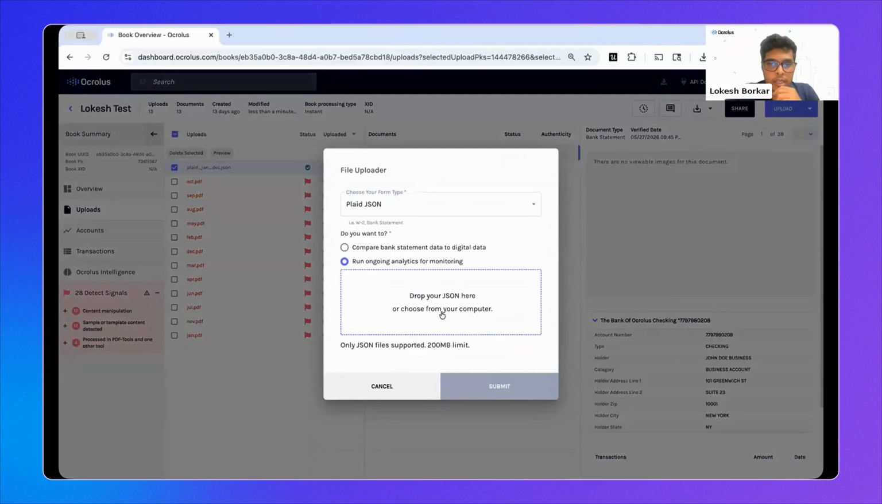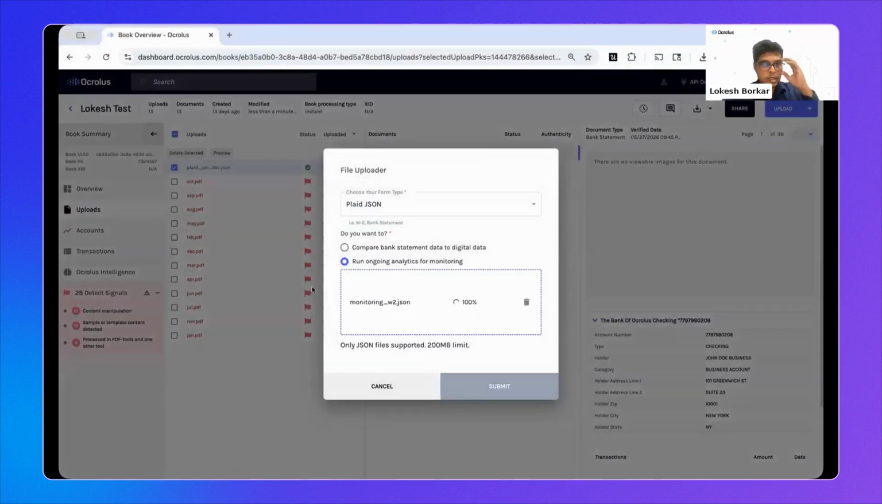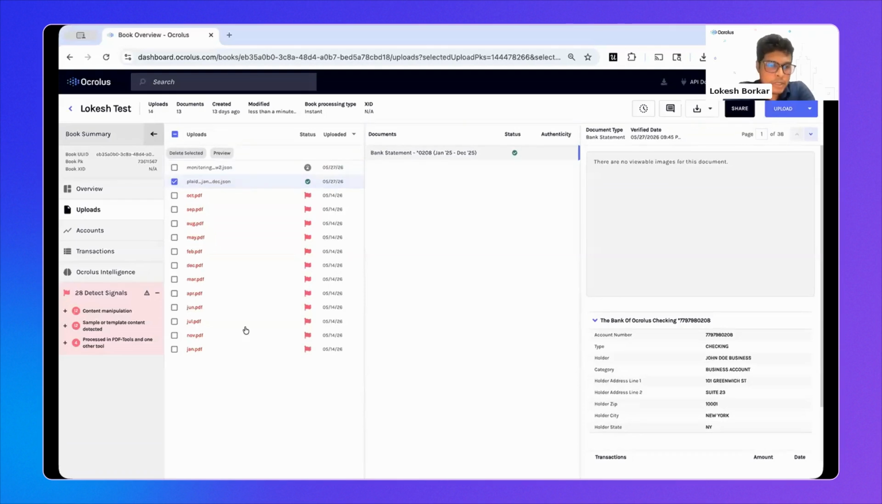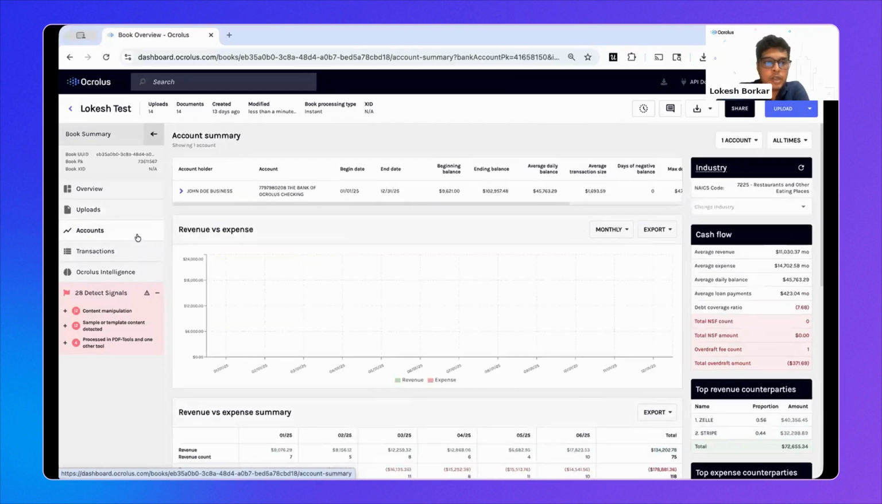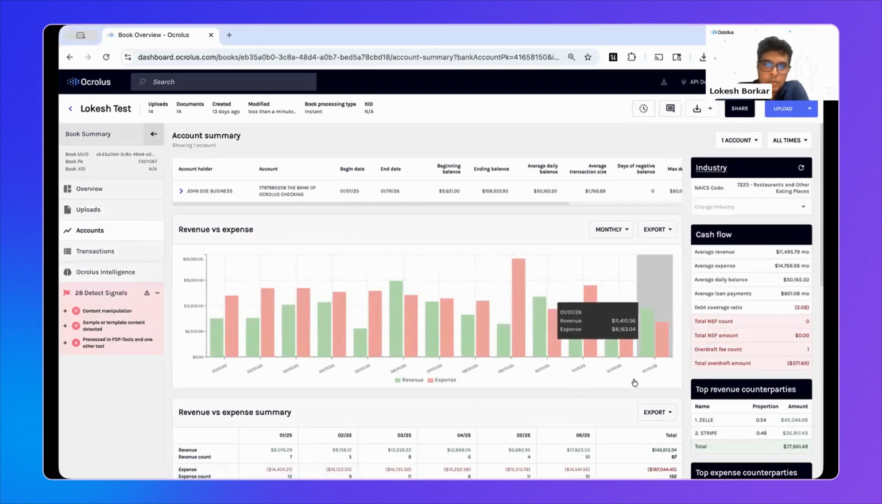I'm going to select run ongoing analytics for monitoring here, and upload this monitoring JSON. Once this JSON is uploaded and parsed, it's going to stitch up all the overlapping, same transactions into one unified string of transactions data. That way, all of the deduplication happens behind the scenes, and then you can look into the numbers and how they have moved. As you can see, a new month's numbers popped up here, which is till 19th of January.